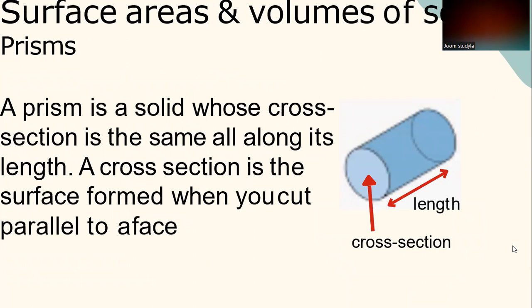Here is the surface area and volume of a solid prism. A prism is a solid whose cross section is the same all along its length. You see, this length is equivalent to this length. A cross section is a surface formed when you cut parallel to a surface. These are the cross sections. The middle of it is a cross section.